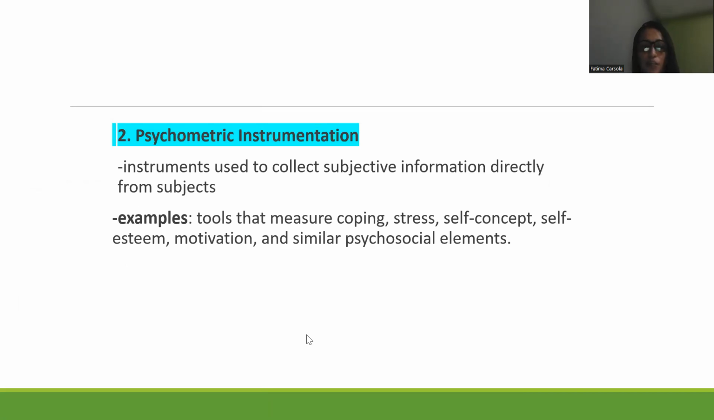When we say psychometric instrumentation, it is applied to measure subjective or conceptual information. Examples are self-concept, stress coping, self-esteem, motivation, and similar psychosocial elements. Many instruments exist that have determined reliability in measuring subjective characteristics. So we have to find an acceptable instrument, and this is critical to a strong measurement strategy.